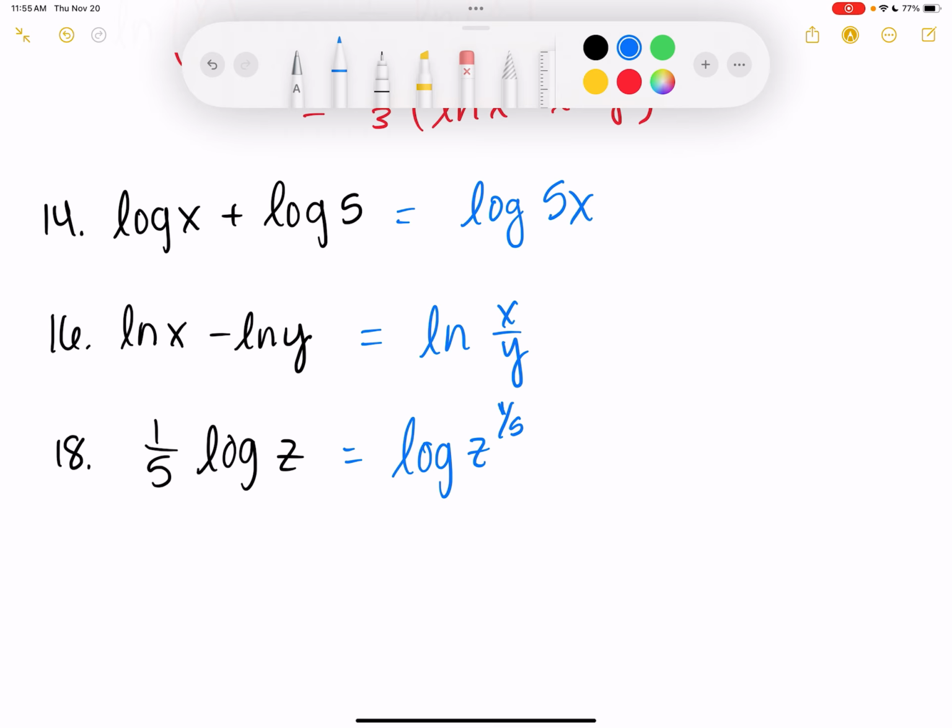Yep. I'm okay with you leaving it here, but I'm going to also let you know that the book may do this: log of the 5th root of z. Both are the exact same thing. I would take it either way.